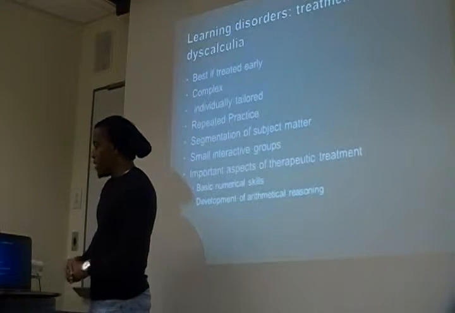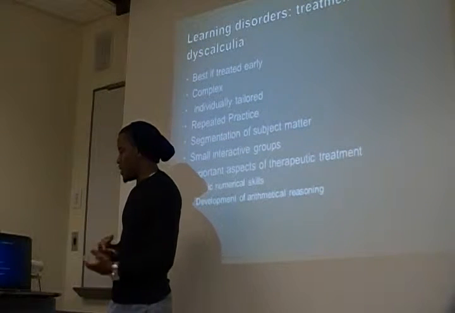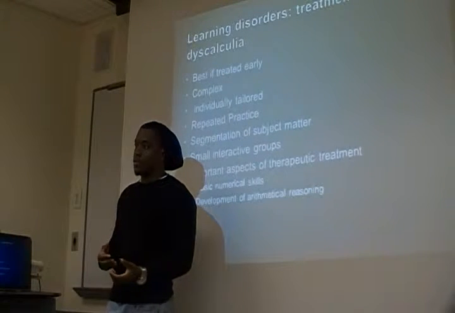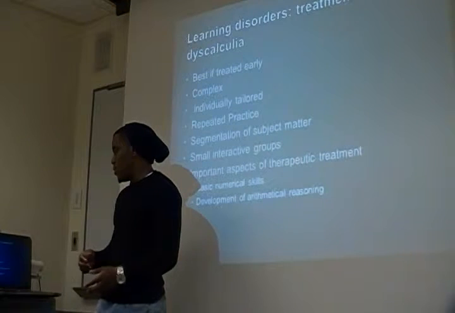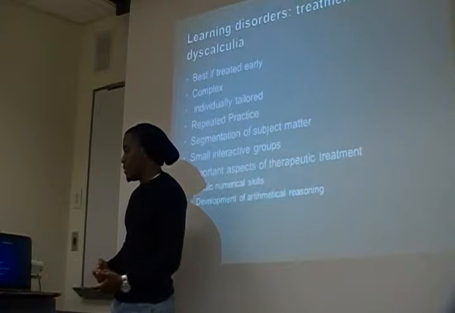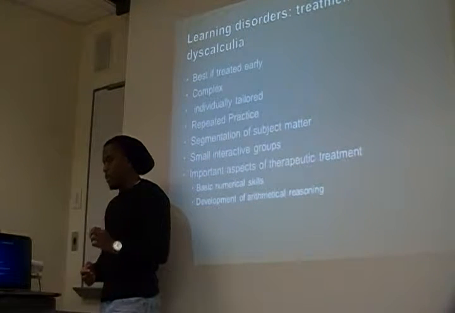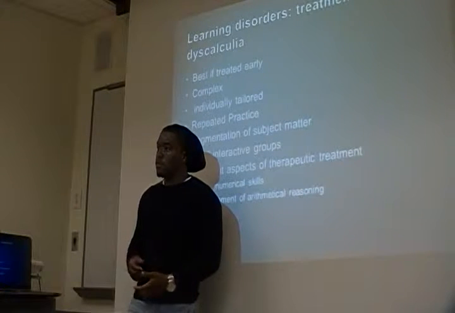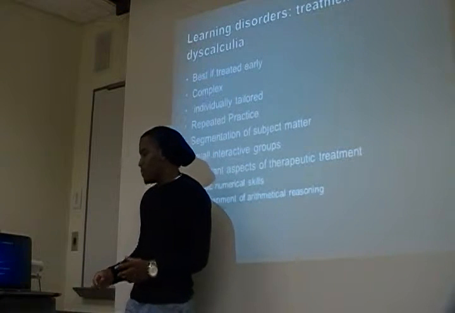So the best way to treat it, I don't think it can be medicated. The best way to treat it is if it's caught early, and it's complex because you have dyslexia, or dyscalculia, something that's causing you to struggle in math, so sometimes they can't pinpoint what it is. So these therapeutic sessions have to be individually tailored to each individual. It can't be some cookie cutter session that everybody gets.